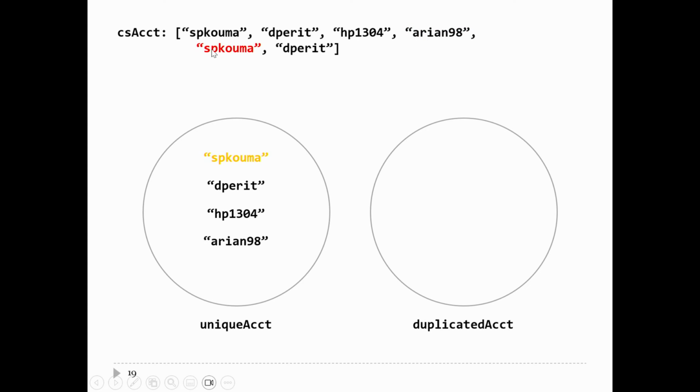Now, when you try to add SP Kuma to the set again, it finds that it's already in the unique account set, so it doesn't add it again. Instead, it adds it to the set of duplicated accounts. Similarly with D Parrot: you try to add it to the unique accounts, it's already there, so add fails, and you add it to the duplicated accounts. And there's your two sets. There are the unique student names, and there are the ones that are duplicated. These are the account names of everybody in this list, and these are the account names of the ones who are also duplicated.